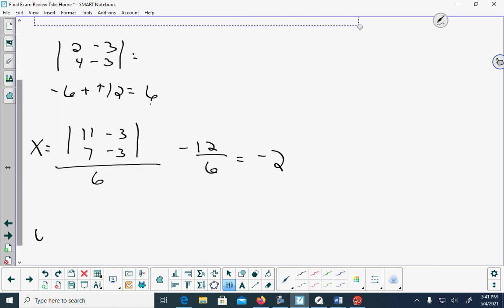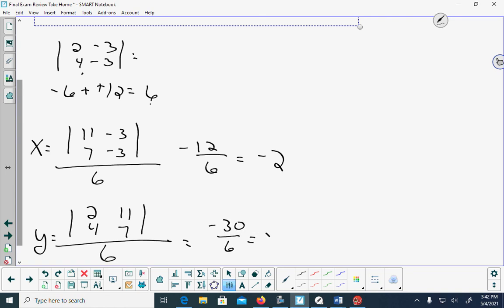Then to find the y, I'm going back up to this matrix, and I'm leaving the 2 and the 4 alone. Now I'm putting those answers of 11 and 7 into the y column, still dividing that determinant by 6. When I do that, I get -30 over 6, which will be 5. So my answer is -2, 5. We're going to want to see the determinant of the coefficients, then what you put in for x, what you put in for y.